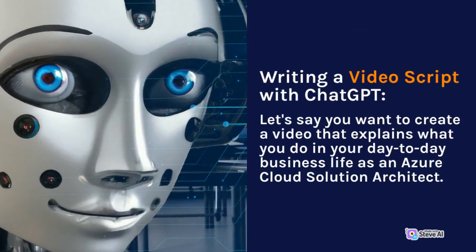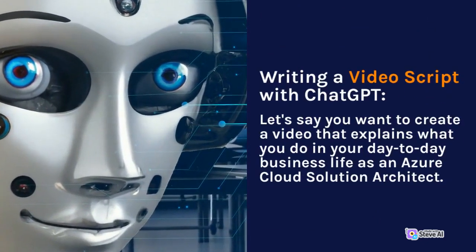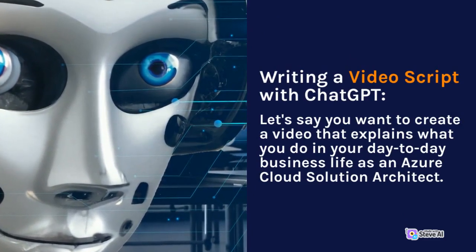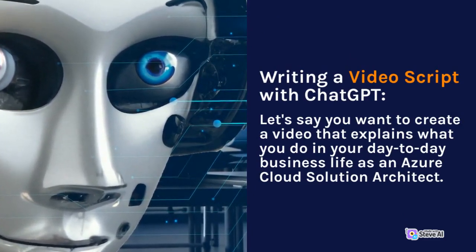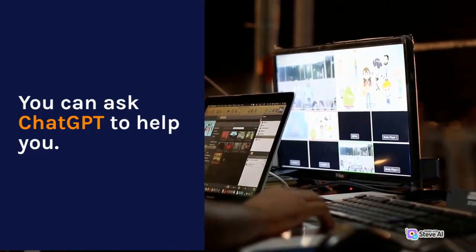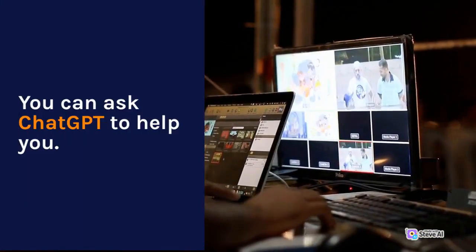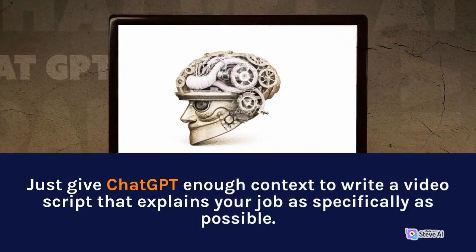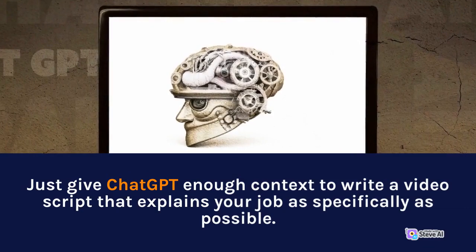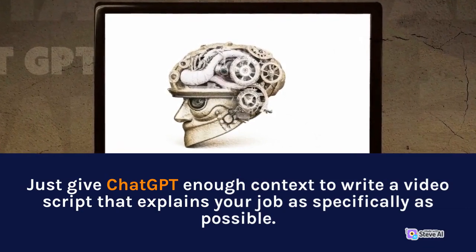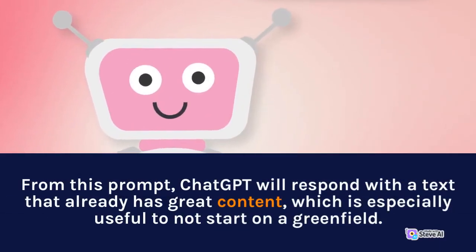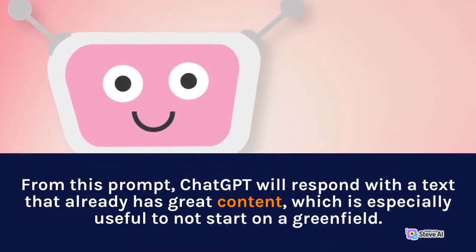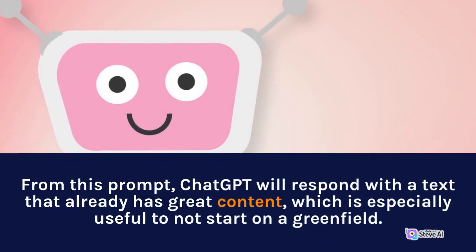Writing a video script with ChatGPT. Let's say you want to create a video that explains what you do in your day-to-day business life as an Azure Cloud Solution Architect. You can ask ChatGPT to help you. Just give ChatGPT enough context to write a video script that explains your job as specifically as possible. From this prompt, ChatGPT will respond with a text that already has great content, which is especially useful to not start on a greenfield.